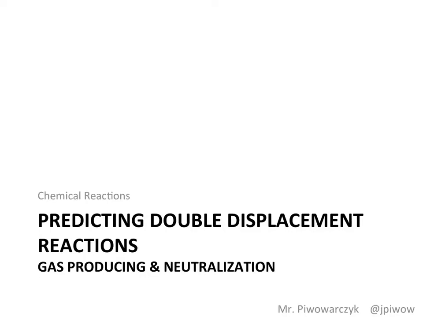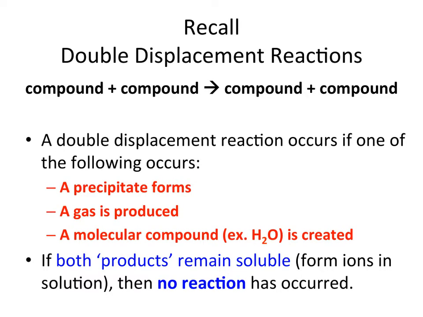Hey folks, welcome to this episode on predicting double displacement reactions with a focus on gas-producing reactions and neutralization reactions. So recall that a double displacement reaction is the reaction between two aqueous compounds producing two other compounds. For this to be a double displacement reaction, one of the product compounds has to have a change of state. Either it forms a solid, forms a gas, or forms a liquid, in this case, water. If both of the products remain soluble, there is no reaction.